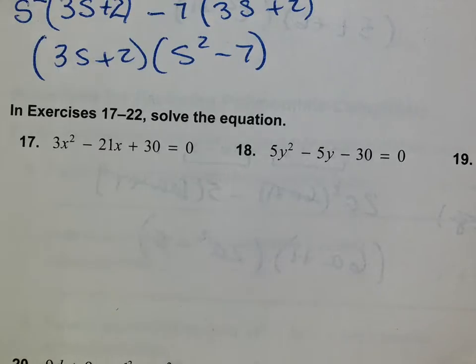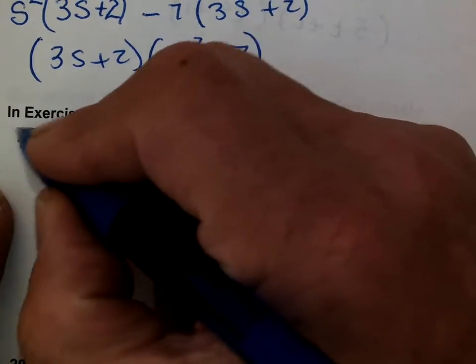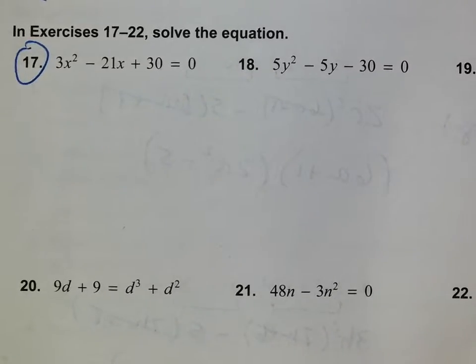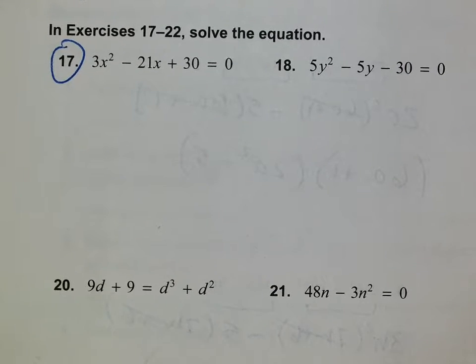So let's look at number 17. What do you notice is different about 17? They can all be divided by 3.